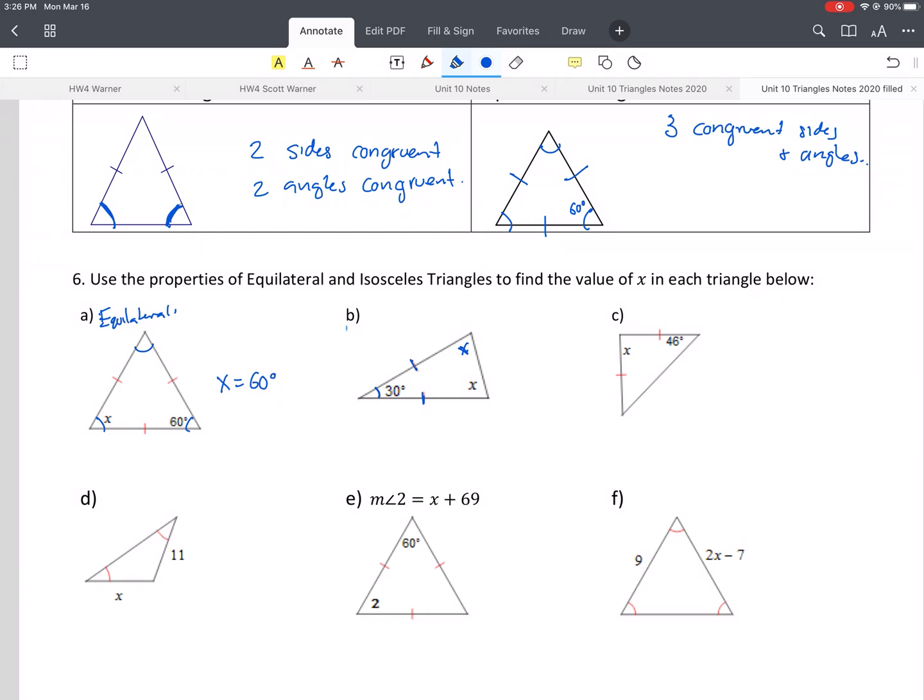Okay, all right, so here we go. We know those angles add up to 180, so you could do x plus x plus 30 is equal to 180. And we'll just combine like terms, so 2x plus 30 is equal to 180. Subtract 30 from both sides. 2x equals 150. And then we'll divide both sides by 2. We'll get x equals 75.